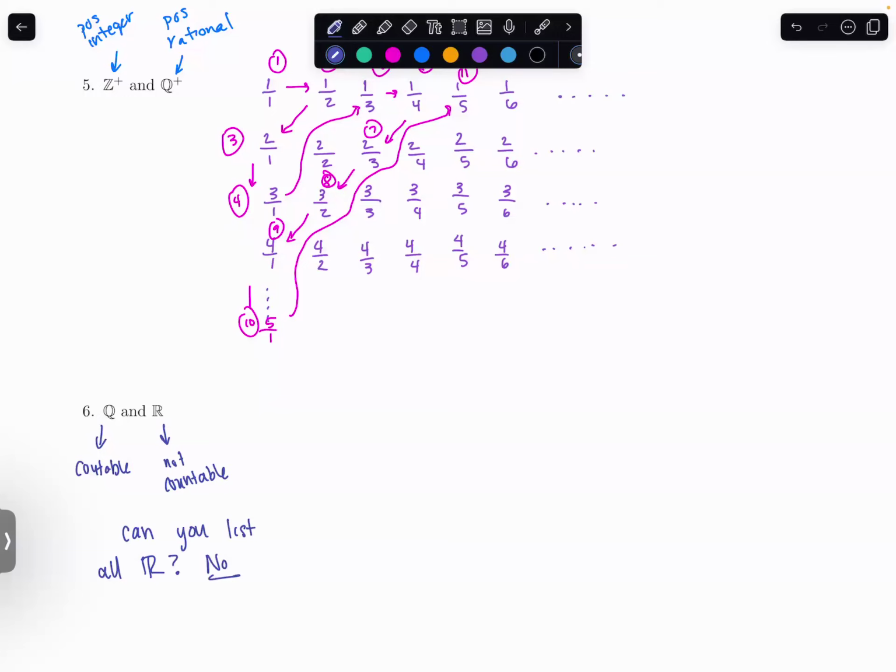There are actually infinitely many numbers between 0 and 1. Like on this interval 0 to 1, there are infinitely many numbers, and uncountably infinitely many. So this is the diagonalization thing.